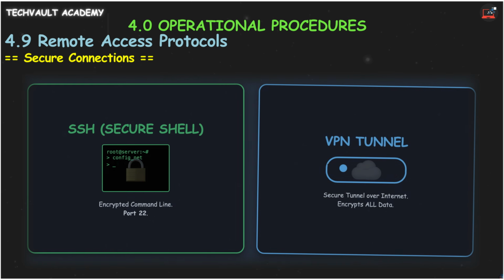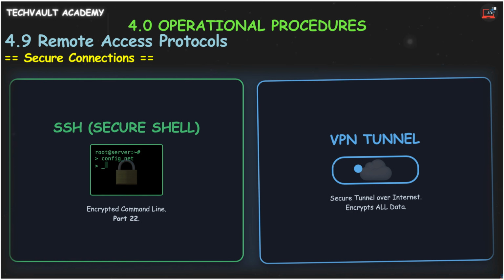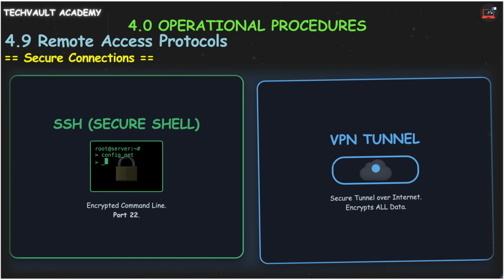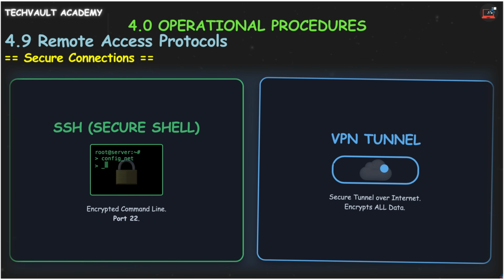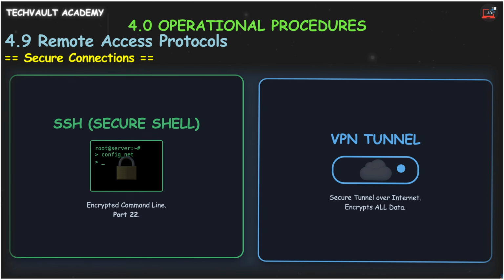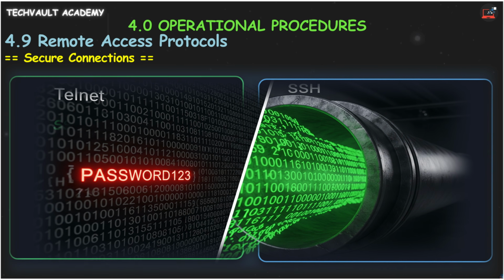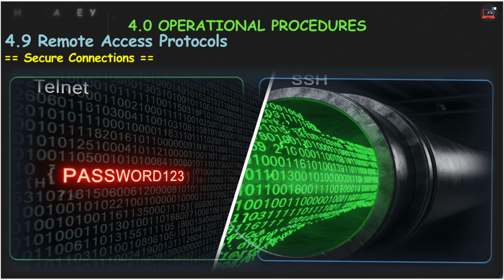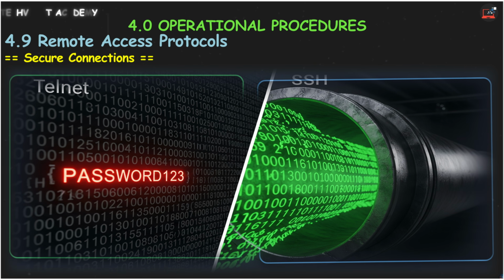If you need to configure a router securely, you use SSH, or Secure Shell. It runs on TCP port 22. SSH is critical because it encrypts everything. This is the opposite of the older Telnet, which shouts your password in plain text across the network. Never use Telnet. Always use SSH.